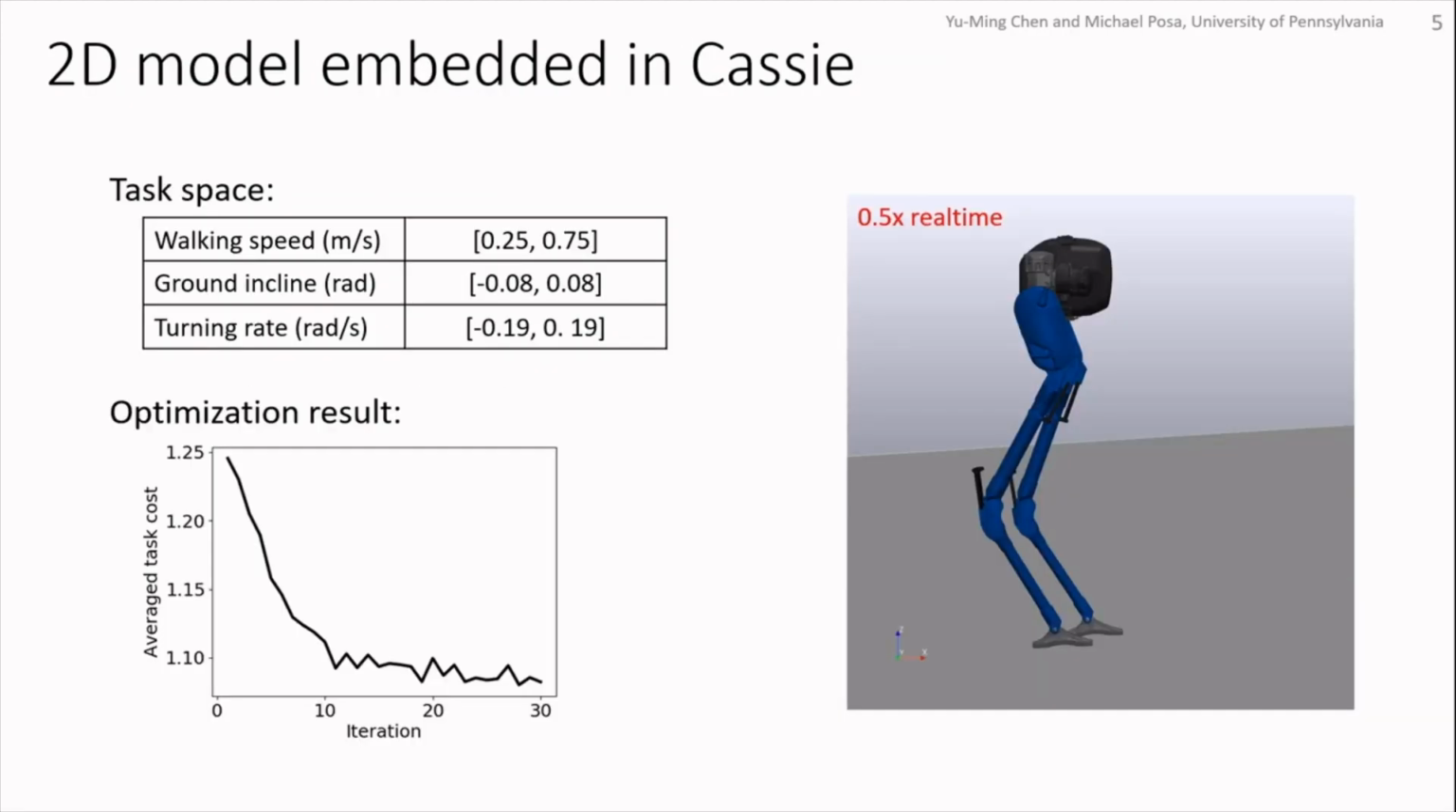Here's another example of model optimization. The tasks include various walking speeds, ground inclines, and turning rates. And we choose to initialize the model with a 2D linear inverted pendulum again. We can notice that the initial cost is not high. The reason is that the model we use is not very restrictive for Cassie and for this specific task. So the video here shows the gaits from the final iteration.